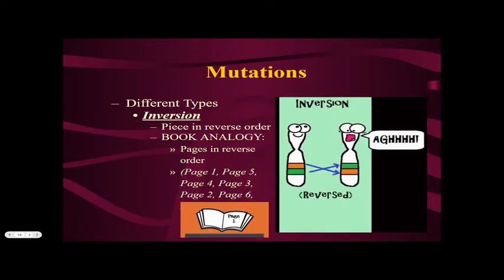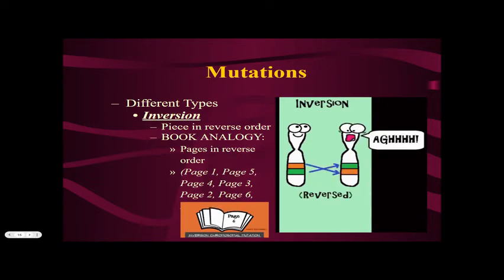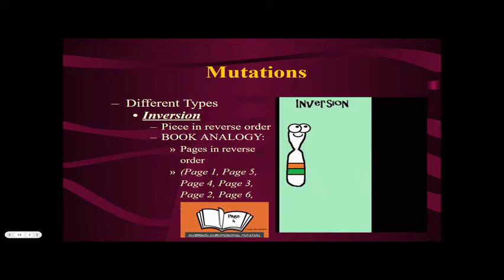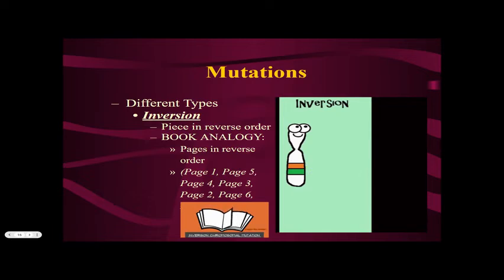An inversion is when we have a piece of a chromosome that is in reverse order. So in terms of our book analogy, it would be like having the pages mixed up and in the wrong order. So we could have page 1, and then page 5, page 4, page 3, page 2, and then page 6. So that span from pages 2 through 5 ended up being in reverse order.